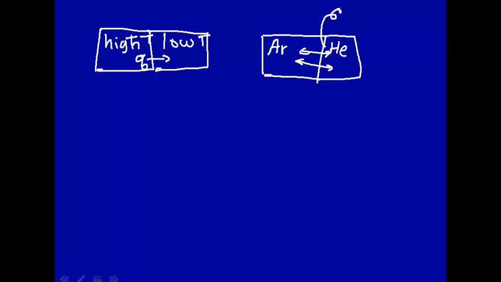And in fact, we never see the reverse happening. We never see argon collecting over on one side and helium collecting on the other side, just as we never see heat being transferred from the low temperature to the high temperature. It's always one way. It's spontaneous. It just happens without any urging.